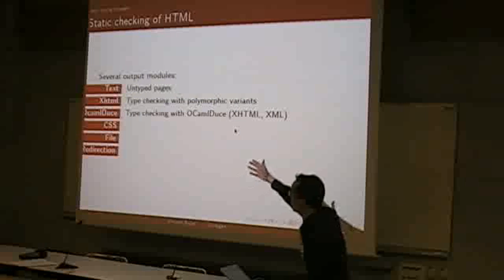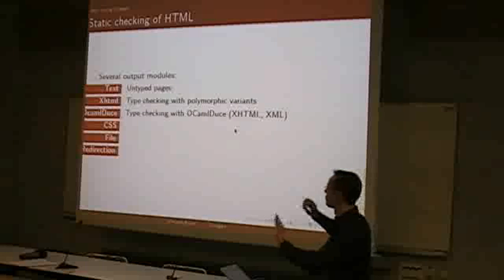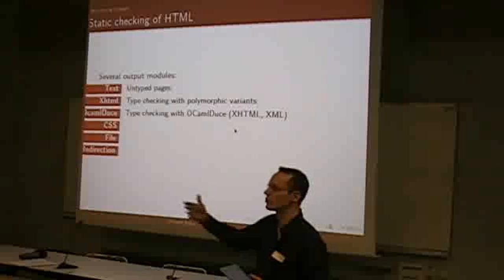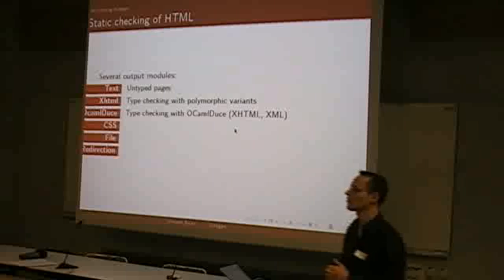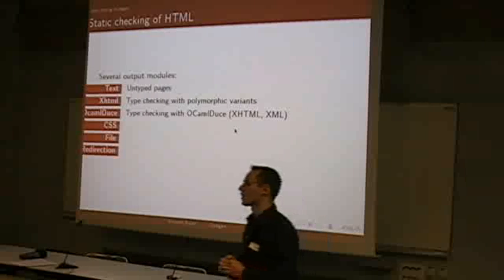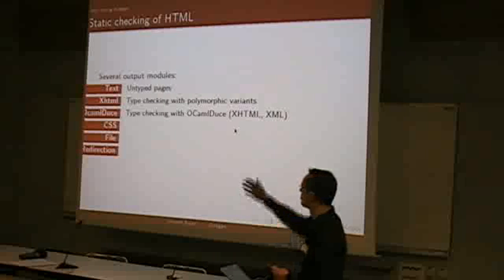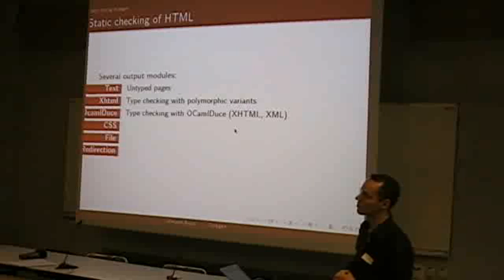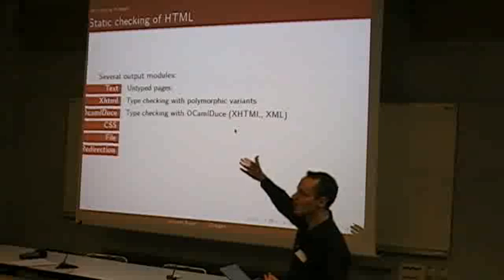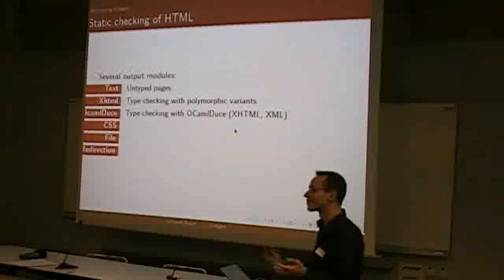You have several other output modules, one for style sheets, one for files, one for doing redirection. Yes. How do you handle stuff such as, well, not in HTML itself, but in XML, or don't you just handle XML? Well, you can use any XML with OCamlDuce. OCamlDuce has different type systems. Okay. Well, if you want another XML with polymorphic variants, you need to implement it.